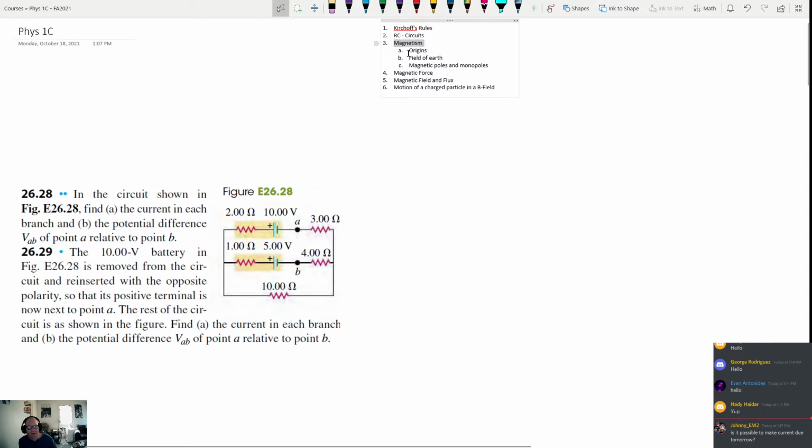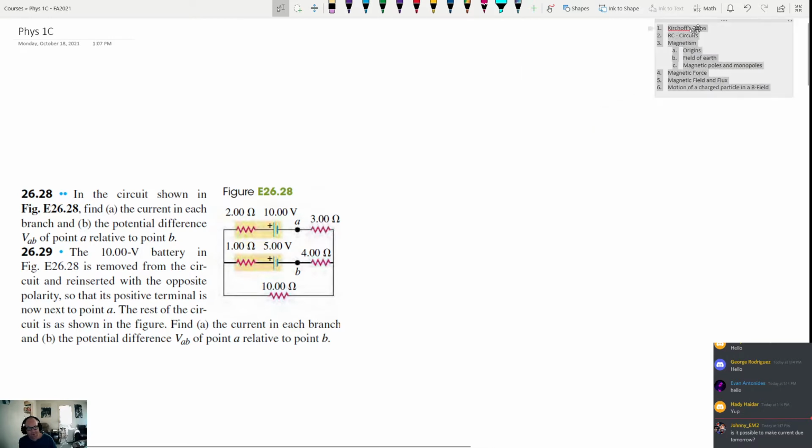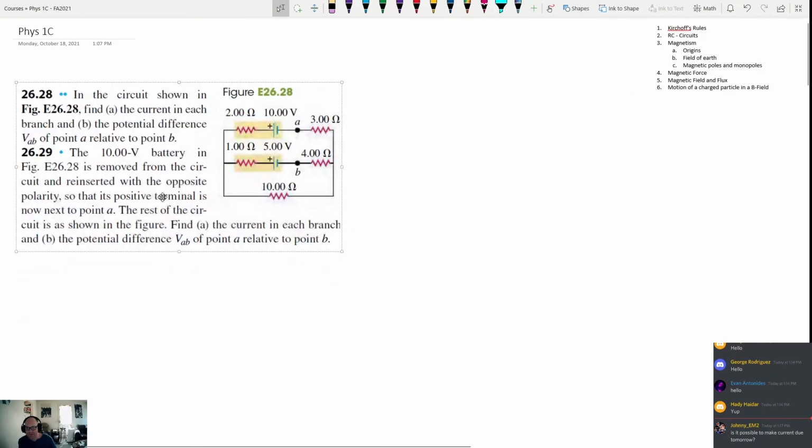And then we're going to get into magnetism, which will be a whole new set of topics, talking about where magnetism comes from, the magnetic field of the Earth, what magnetic poles are, what magnetic monopoles would be, and then into the discussion of what magnetic force is, magnetic field and flux, and so on and so forth. So a lot of topics to get through today. We've got 3 hours. Let's see how much we can get through.